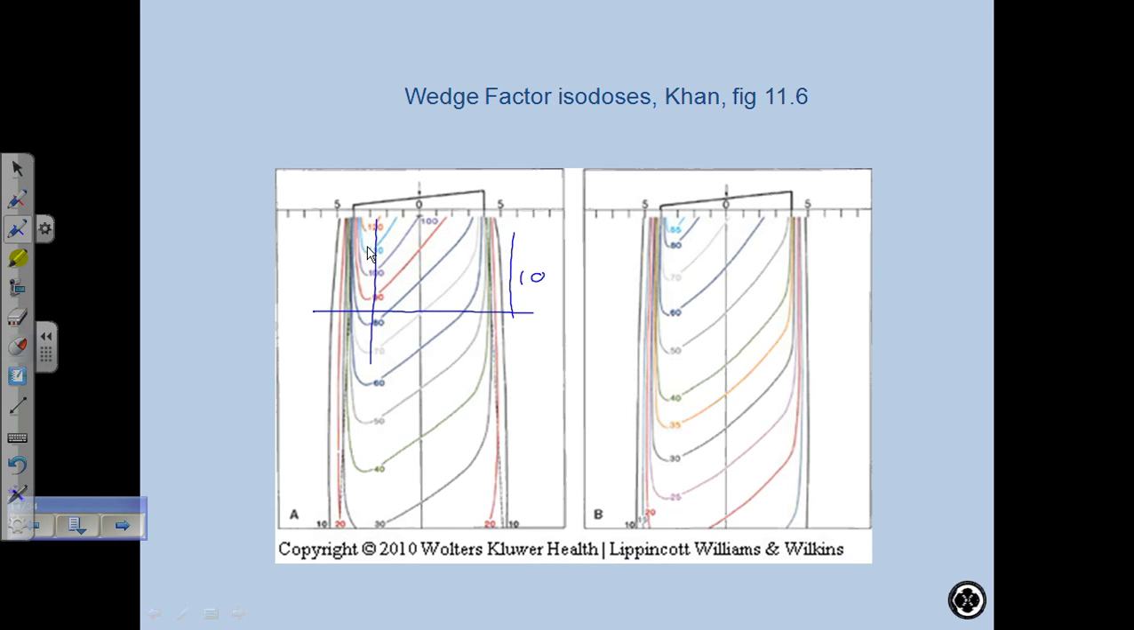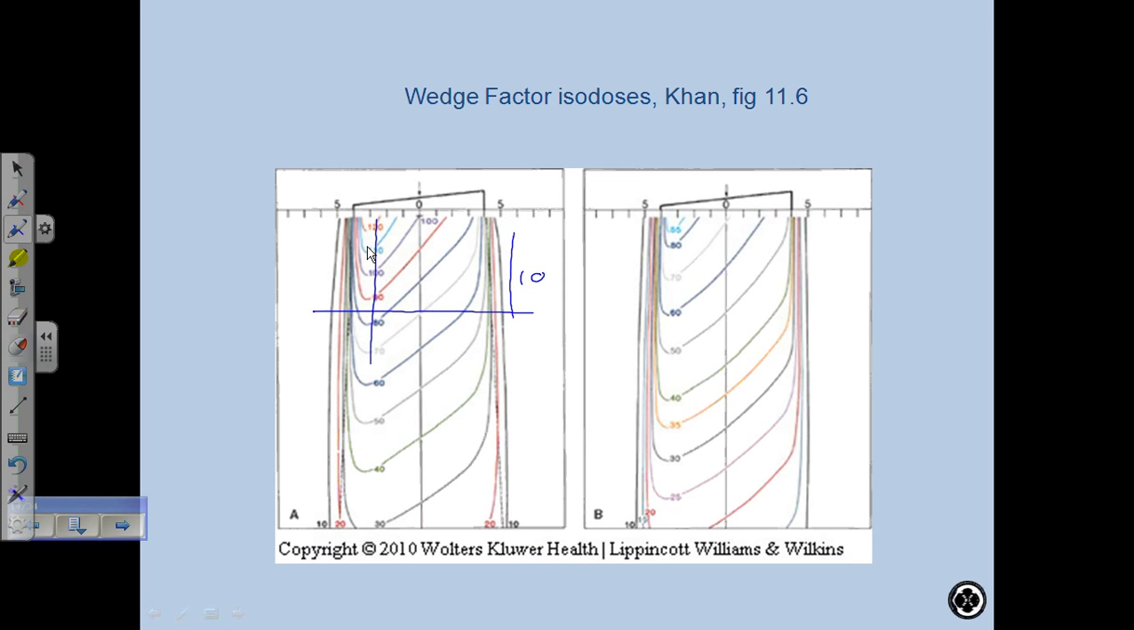Okay. So what's the difference here? This is 60, 80. Yeah, I don't have the legend on here. This is from Khan, 11.6. It says A is normalized to D max. A is normalized to D max, okay. B is normalized to D max without the wedge. Oh, I see. Okay. That's a little atypical.